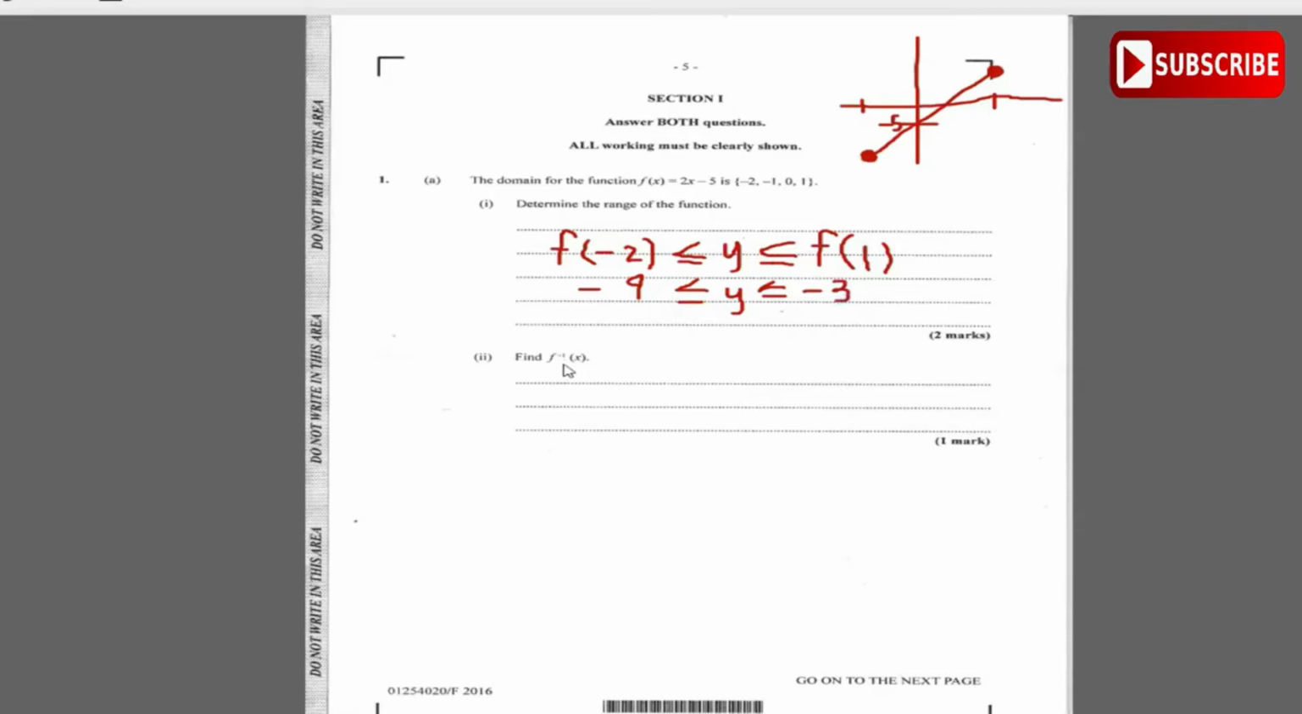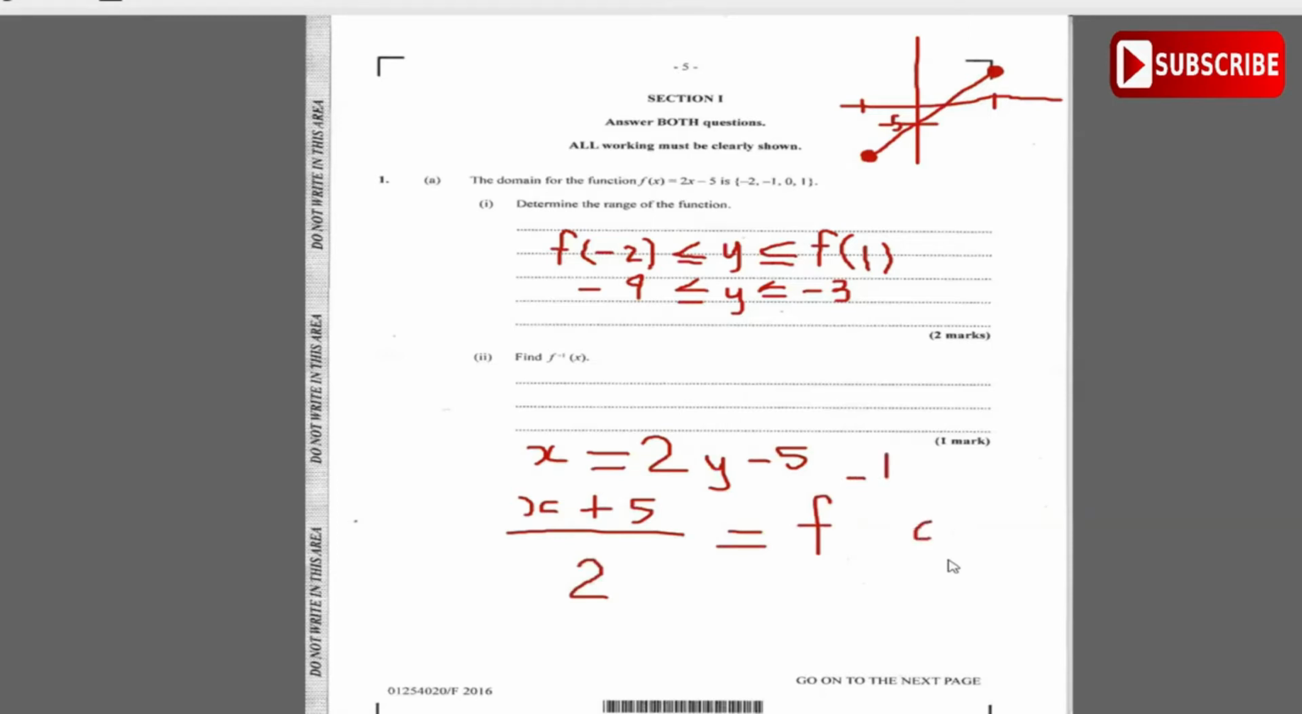Now it asks us to find the inverse of this function. To find the inverse, we have to interchange x and y. And so what we're saying is x is equal to 2y minus 5. So we make y the subject by adding 5 to both sides. So we get x plus 5 divided by 2. That's y. If this is y, then this is f inverse of x. Nice and easy.